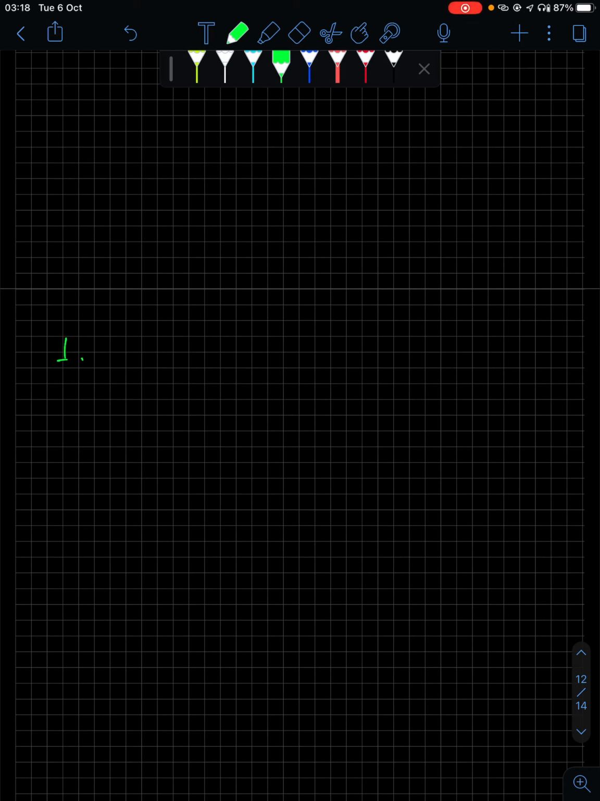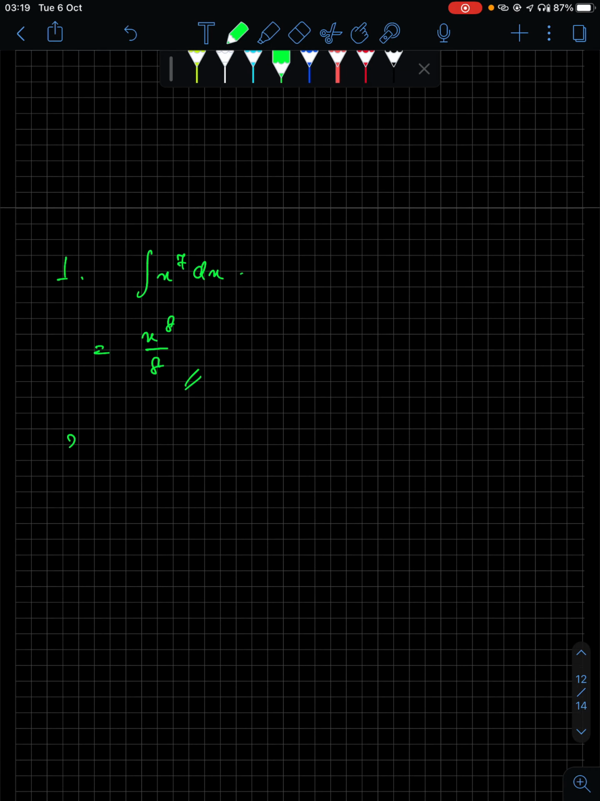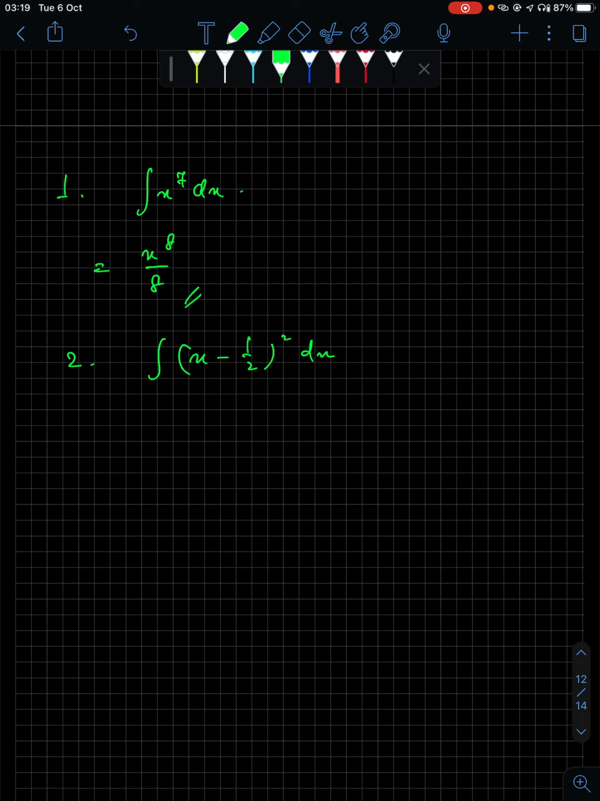So question number 1, integral of x to the power 7 dx. That is x to the power 8 by 8, right? I'm writing directly. I hope you'll understand. Next, integral of (x minus half) whole square dx. So first you need to break this (a minus b) whole square, which is a square plus b square minus 2ab. Now you see this 2 cancels.